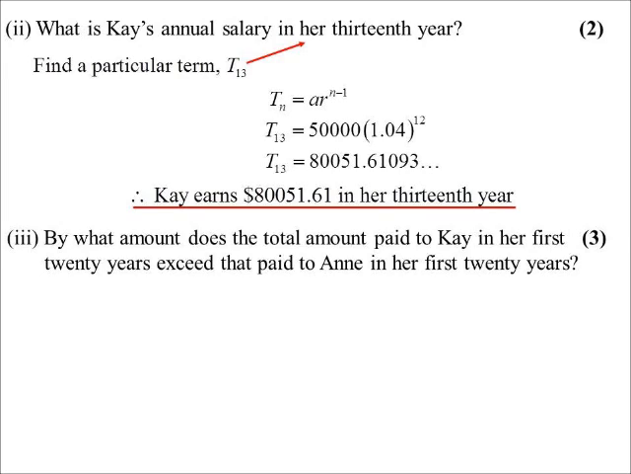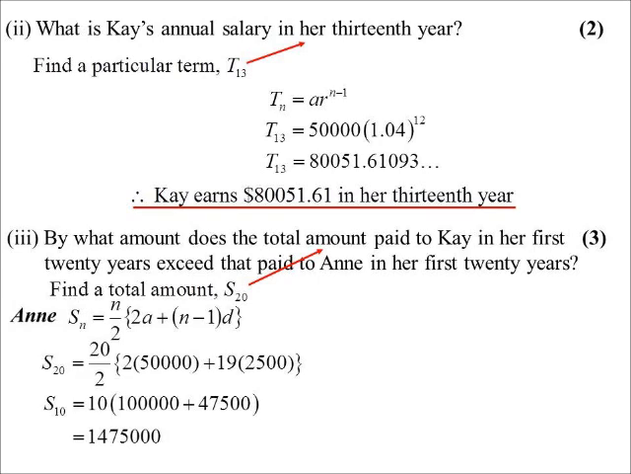Now, here's the interesting question. The total amount they've earned over 20 years. So we've just seen that in the 13th year, Kay's going to start earning more. But how much more after 20 years? How much more money will she have got after 20 years? So we're going to find the sum to 20.